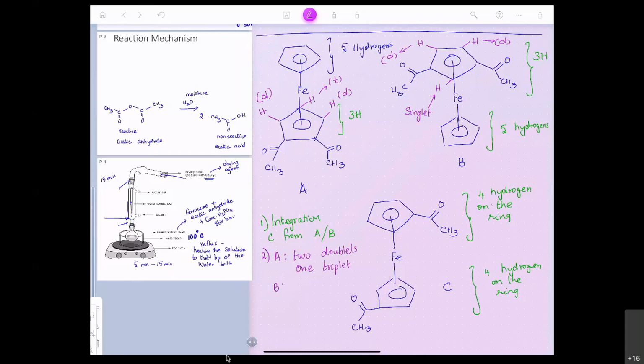And for B, what's interesting is 2 doublets, but 1 singlet. That's the key thing. That's what is going to distinguish A and B. So this is how the proton NMR will distinguish these 3 isomers. If you like, you can move on to the carbon-13 as well. But I don't think it's necessary because the proton NMR will pretty much resolve it for us.